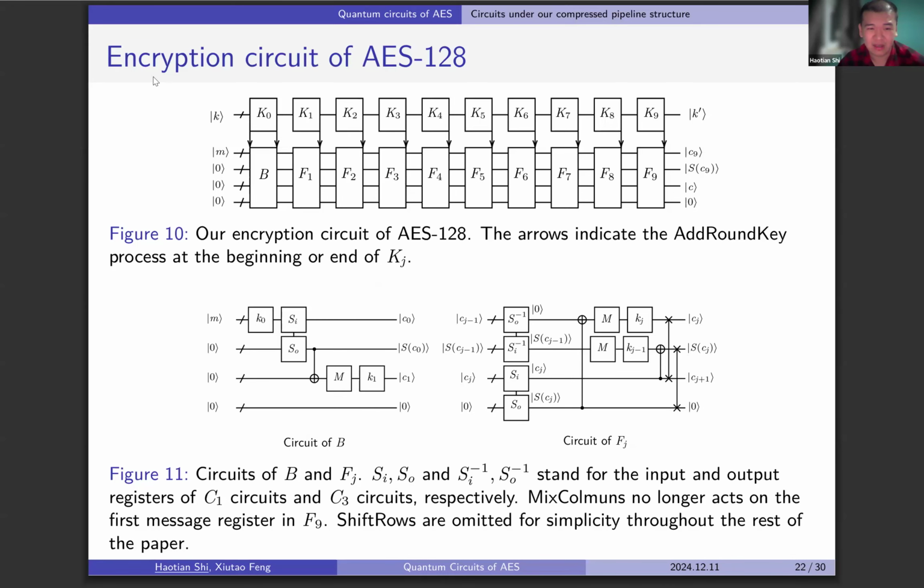We then gave detailed encryption circuits of AES 128. For AES 192 and 256, the technique is similar. The hierarchy is like this. It is composed of beginning function B and the iteration function Fj. In the function Fj, Cj-1 is cleaned by 16 C3 circuits, and in parallel, 16 C1 circuits are used to compute Cj. So each round has round depth 1 and serves 32 S-boxes.